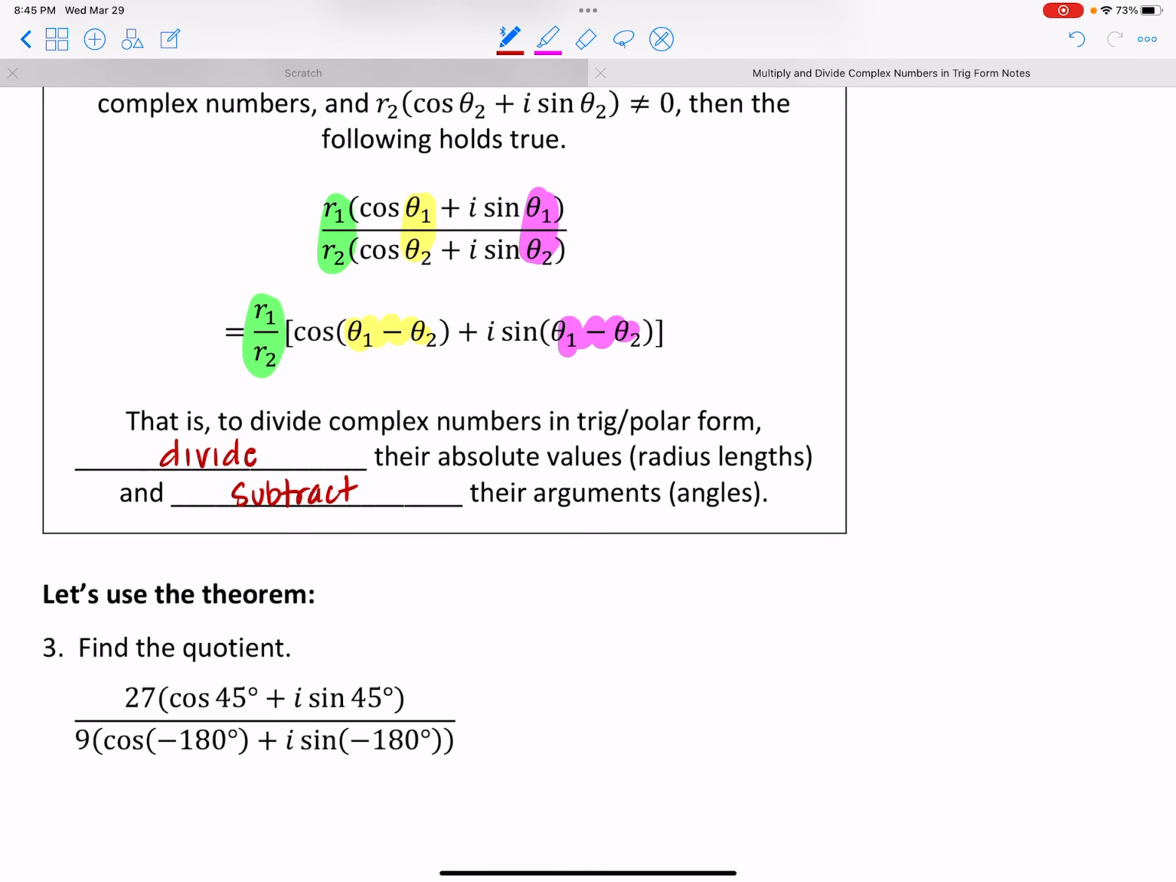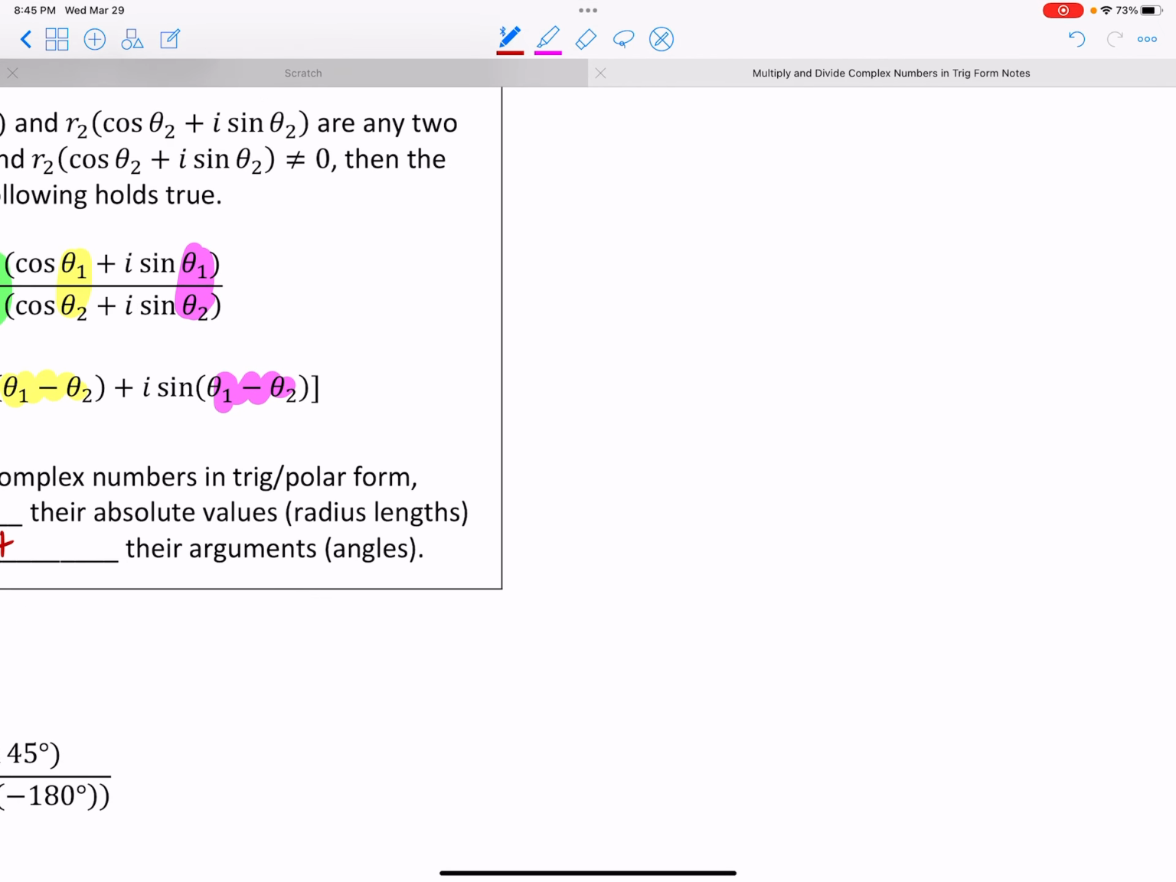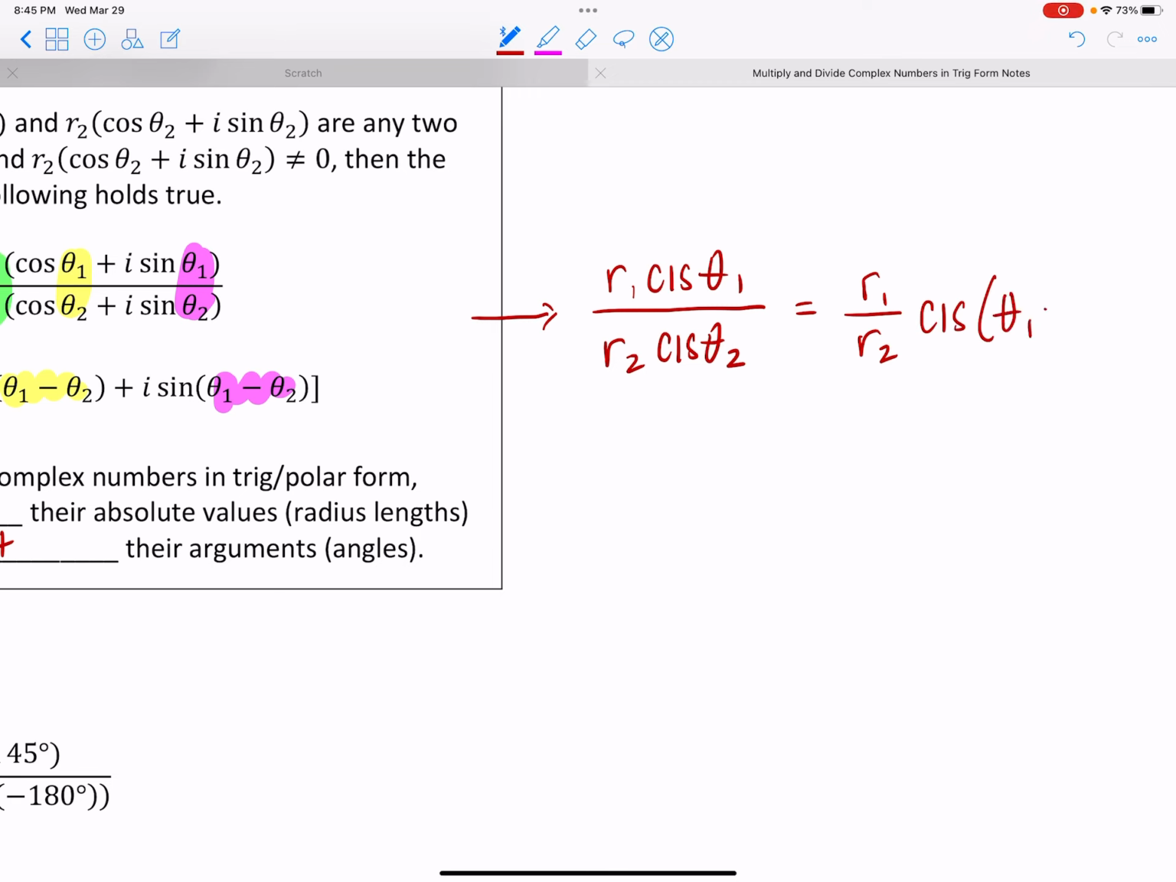So divide and subtract. And again, I like the condensed form, so let me put that here for you too. If you had r1 cis theta 1 and you were dividing by r2 cis theta 2, we would say that quotient is going to be a quotient of the radius lengths multiplied by cis and then theta 1 minus theta 2. So just make sure that's the angle from the top minus the angle from the bottom. So the one that gets subtracted is the one that's in the denominator. Okay?